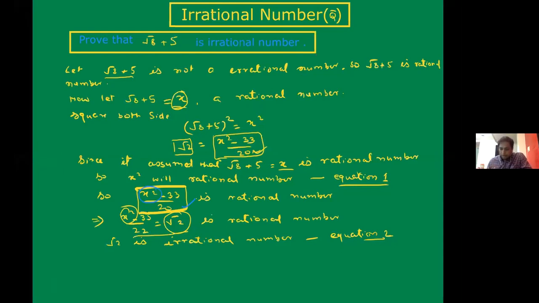So whatever assumption we have done, that is wrong. If x is an irrational number, we have found out here. That means x, which is nothing but √8 + 5, is an irrational number. So in that way we have to prove it.